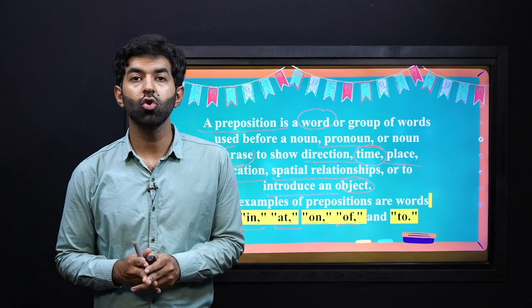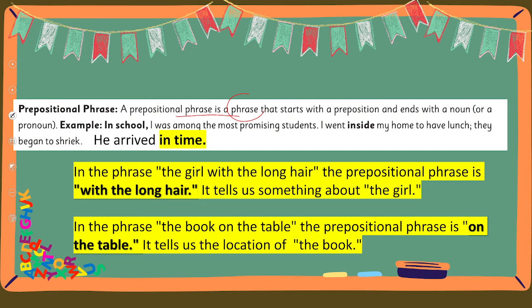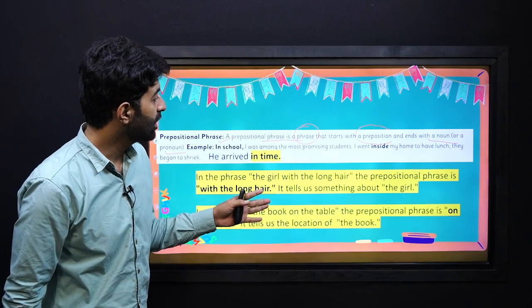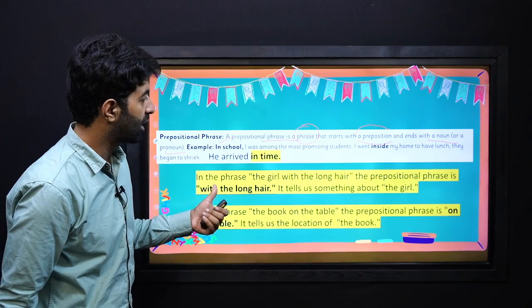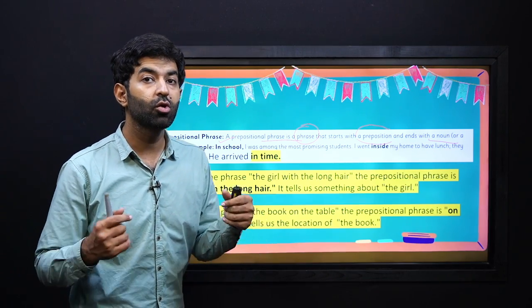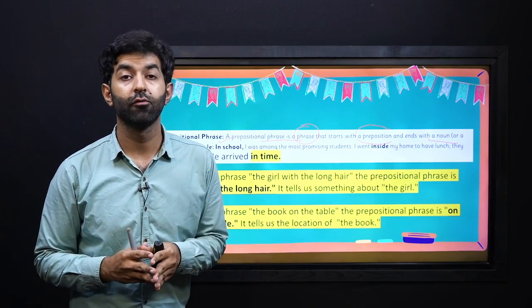Now, let us talk about what is a prepositional phrase. A prepositional phrase is a phrase that starts with a preposition and ends with a noun or a pronoun. It means that this phrase is starting with our preposition. For example, if you take this sentence, in school, I was among the most promising students. I went inside my home to have lunch. They began to shriek. He arrived in time. In all these example sentences, you can spot your prepositions, but they are coming in a phrase.